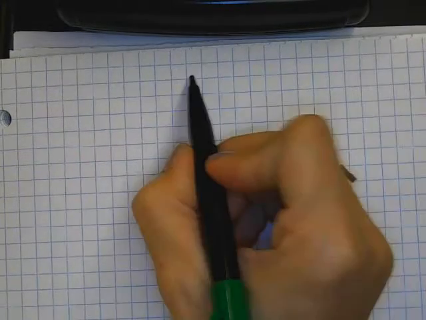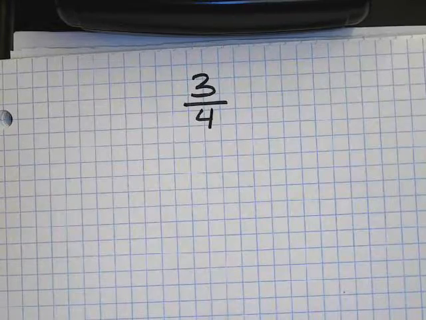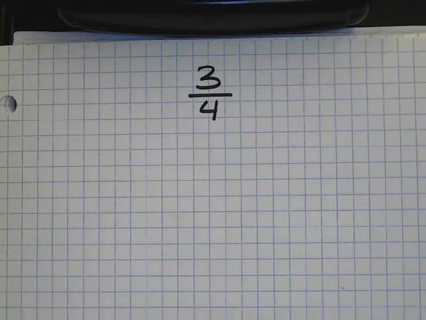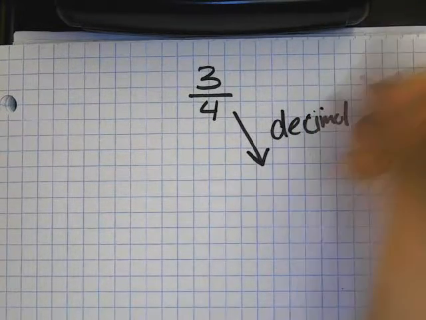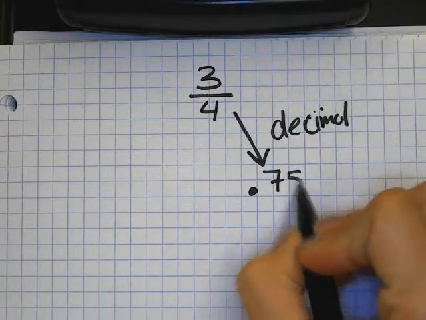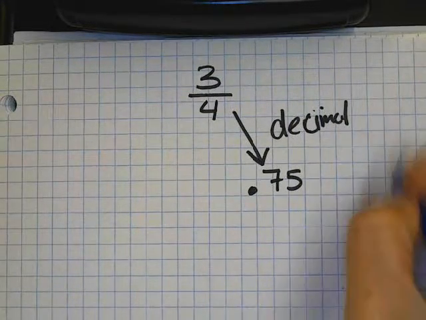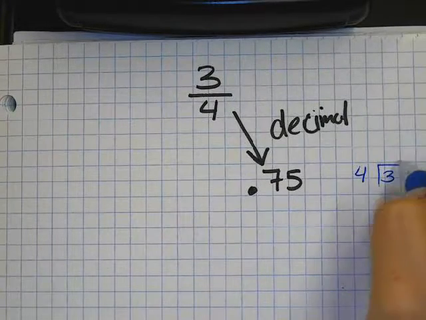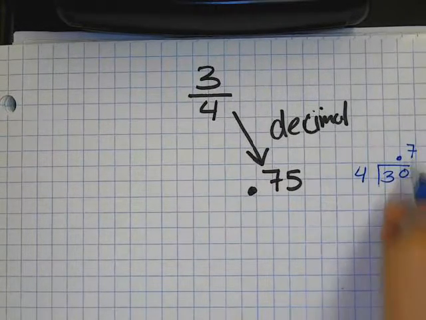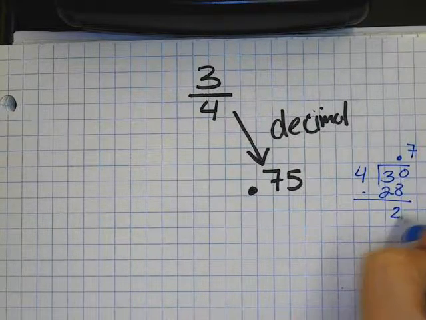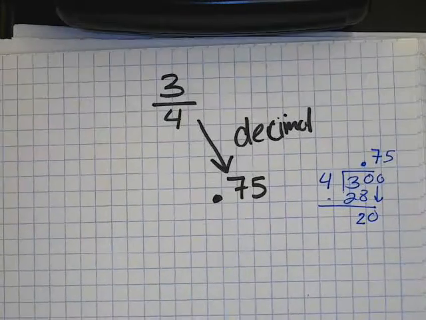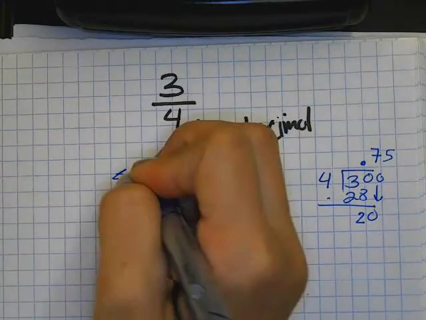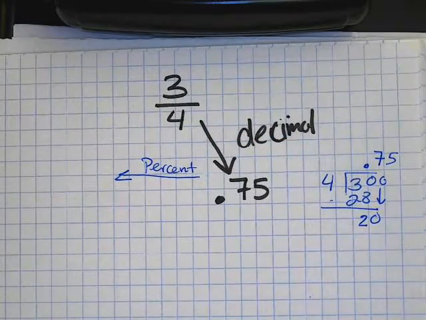Let's try a pretty easy one. 3/4. What is the decimal? Good. 0.75. Now, what if you didn't know that? You were supposed to divide, right? 3 goes inside, 4 goes outside. You're writing this down, please. .75, right?